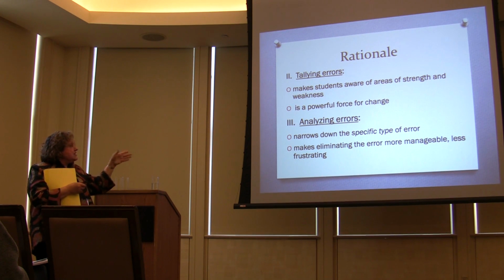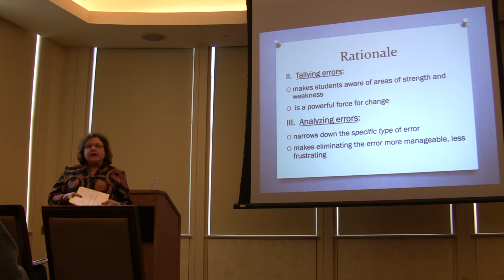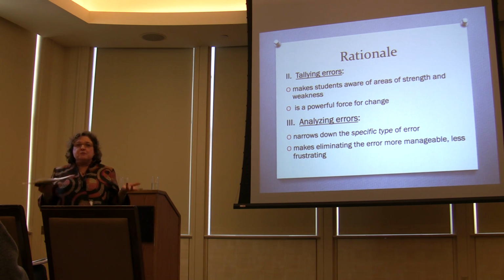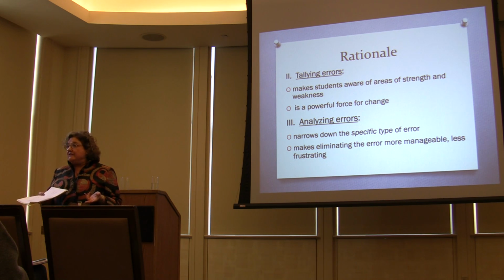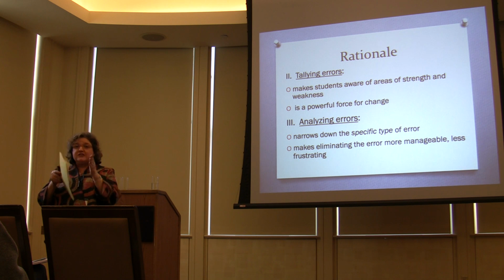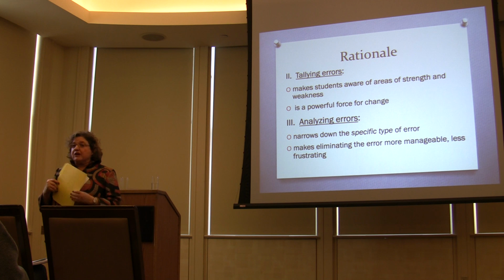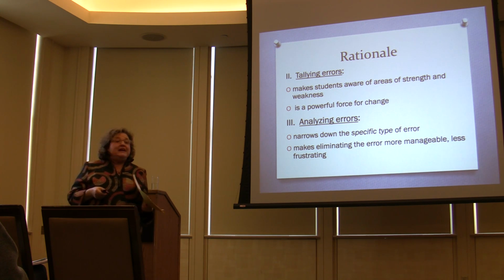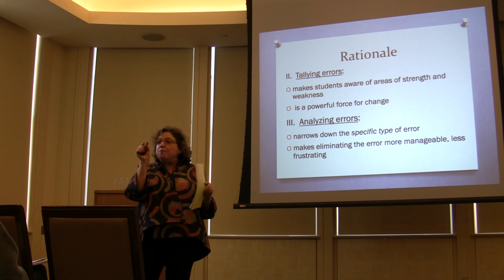And also, it makes eliminating the error more manageable, because instead of saying, I don't know articles, I'm terrible with articles, they can say, I usually omit the article before singular count nouns. Great, then we don't have to worry about all the other millions of rules about articles. We just have to focus on that one kind, and that makes them feel less frustrated. It gives them more confidence, because again, it shows them that it's not that they don't know anything about this. They know a lot about it, but they just don't know that one piece.